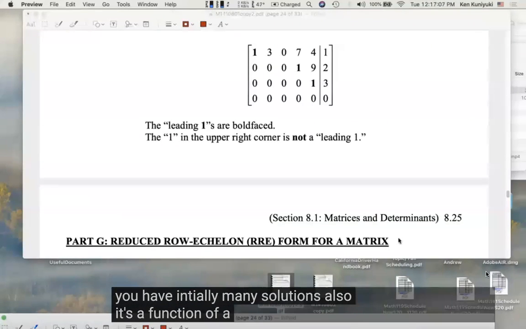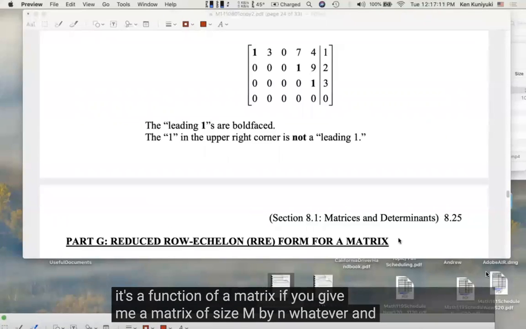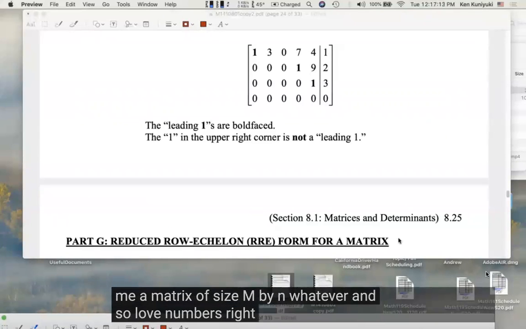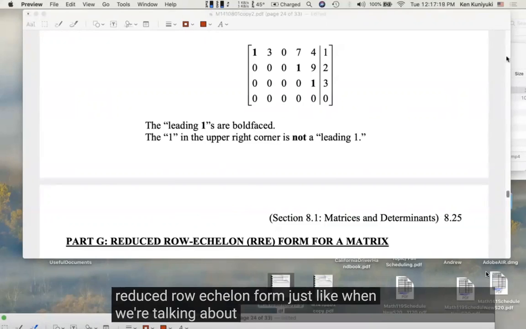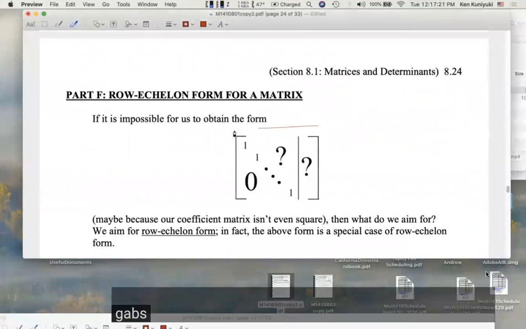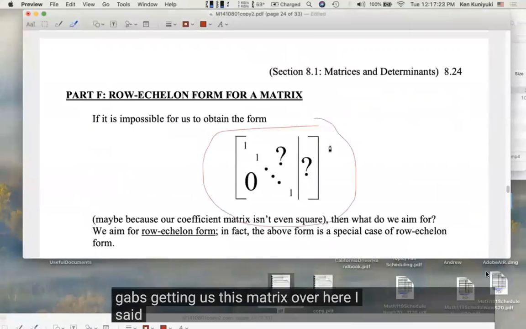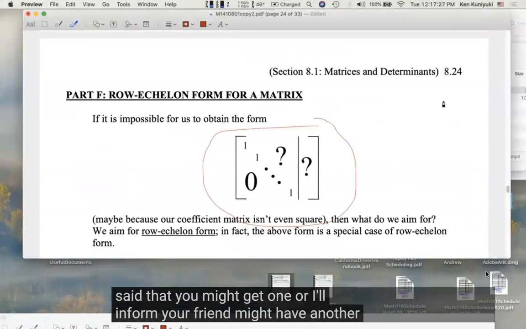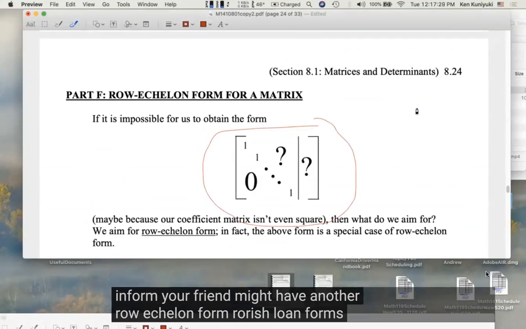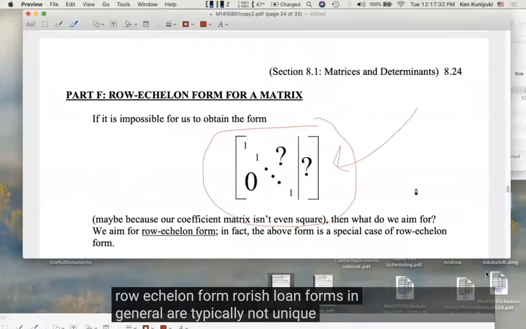Also, it's a function of a matrix. If you give me a matrix of size m by n, whatever, and it's full of numbers, there's only one reduced row echelon form. Just like when we were talking about Gibbs getting us this matrix over here, I said that you might get one row echelon form, your friend might have another row echelon form.